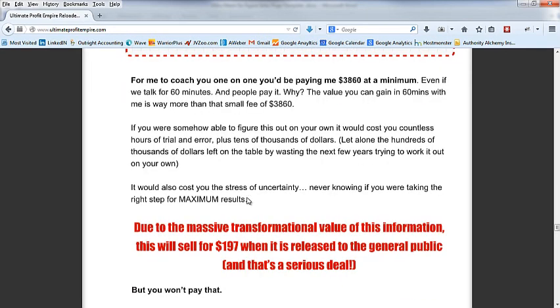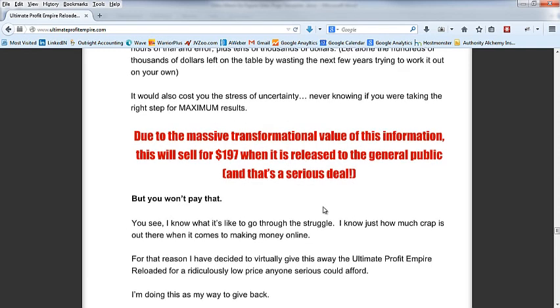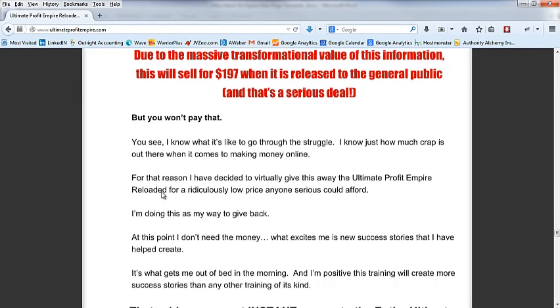If you were to somehow figure this out on your own, it would cost you countless hours of trial and error plus tens of thousands of dollars, let alone the hundreds of thousands of dollars left on the table by wasting the next few years trying to work it out on your own. Another cost is lost opportunity. It would also cost you the stress and uncertainty. Again, this is that currency of work, the stress and uncertainty of never knowing if you're taking the right steps. Due to the massive transformation value of this information, this will sell for $197 when it's released to the general public, and that's a serious deal. But you won't pay that.